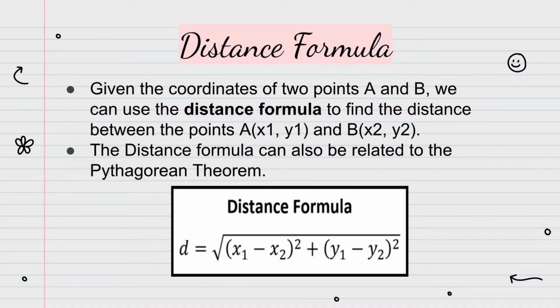Now let's discuss the distance formula. Given the coordinates of 2 points A and B, we can use the distance formula to find the distance between the points A, x1, y1, and B, x2, y2. The distance formula can also be related to the Pythagorean theorem, which we will see right now during our examples. But for now, our distance formula is d equals the square root of x1 minus x2 squared plus y1 minus y2 squared.